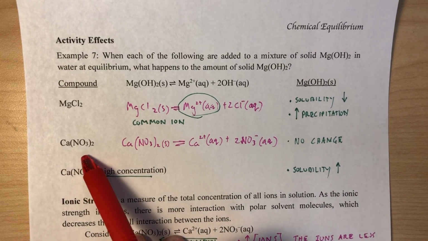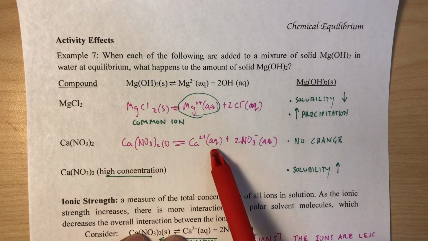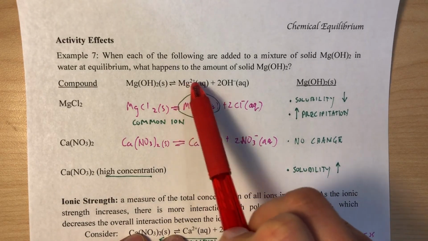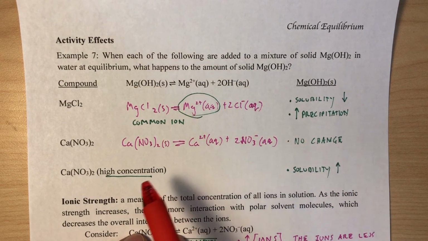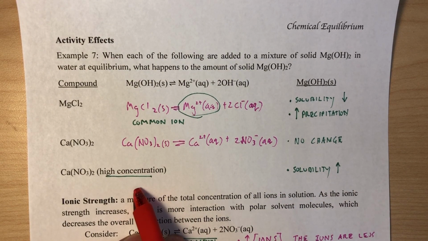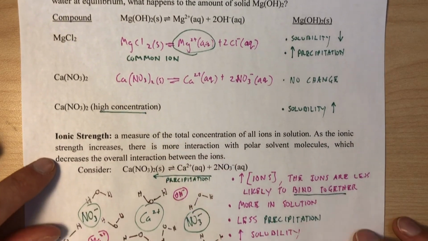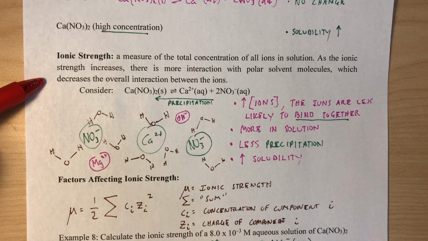What happens if we were to add calcium nitrate to our magnesium hydroxide solution? Calcium nitrate solid dissolves into 1 equivalent of calcium 2+ ion and 2 equivalents of nitrate. Neither of these are common to the 2 products of our magnesium hydroxide, so there's no change. However, it turns out if we added a high concentration of calcium nitrate, the solubility of magnesium hydroxide would actually increase. And here's why. That has to do with ionic strength, which is a measure of the total concentration of all of the ions in solution. As the ionic strength increases, there is more interaction with polar solvent molecules, which decreases the overall interaction between the ions. So what does this mean?